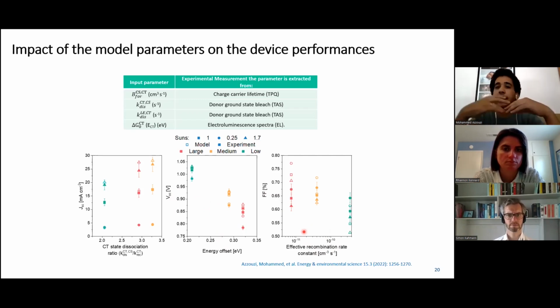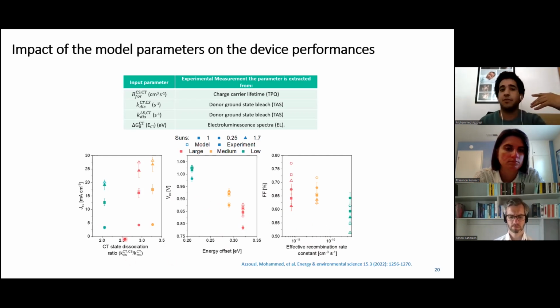Knowing this, we can, for example, focus on how to increase the JSC. So for example, in the low offset system, if we want to increase its JSC, we could try and increase this dissociation ratio.